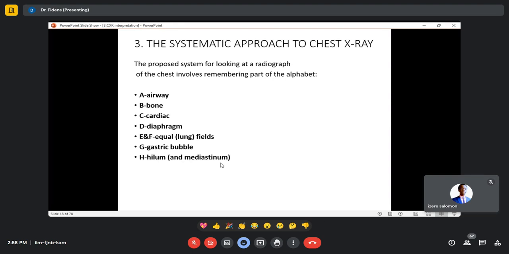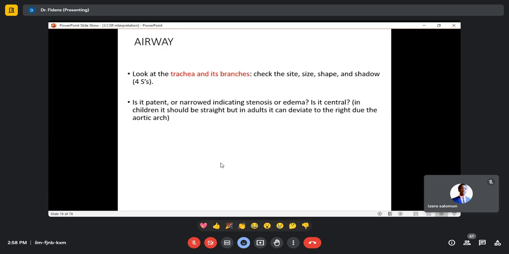Is it widened or not? So let us go into those details now. Which you are looking at, you have to check 4 S's.